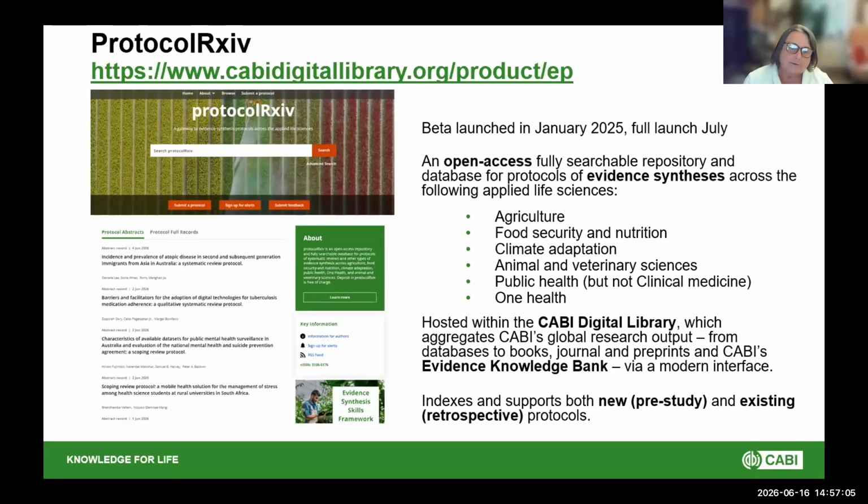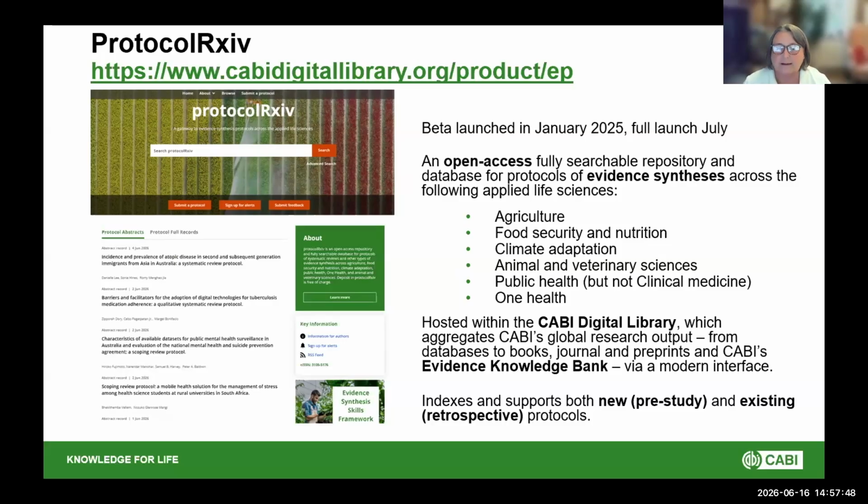So Protocol Archive was launched in beta in January last year, with a full launch last July. It's an open access, fully searchable repository and database for evidence synthesis protocols across the applied life sciences covered by CABI's footprint, focused around agriculture, food security, nutrition, animal and veterinary sciences, One Health, climate adaptation, and public health, but importantly, not clinical medicine. Other folks cover this.